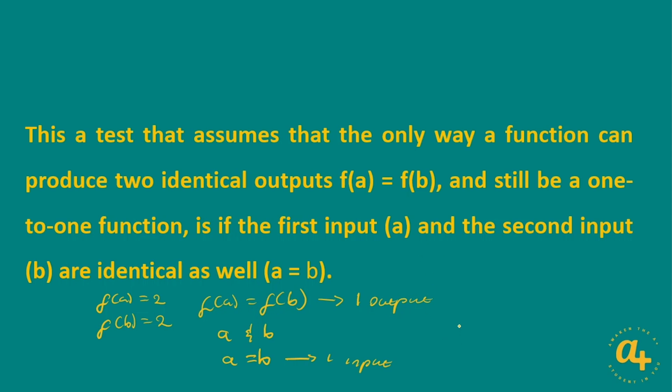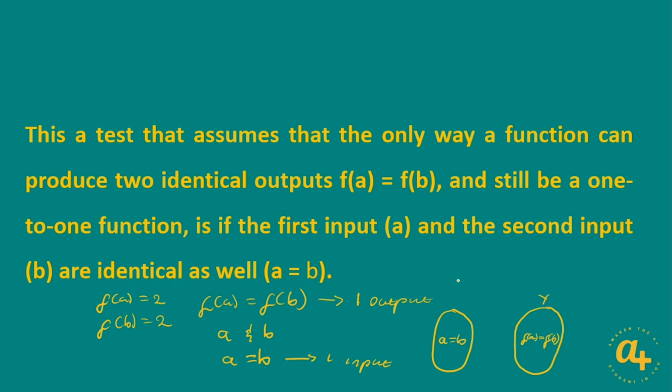What does this mean when we look at an arrow diagram? Let's draw one here. We have our domain here where a equals b. We've agreed that a equals b is basically one input. Let's draw the range where we have our outputs. So f of a equals f of b, and because f of a equals f of b, we've agreed that this is basically one output.